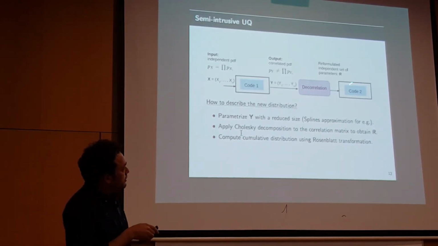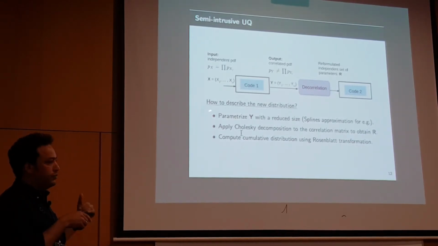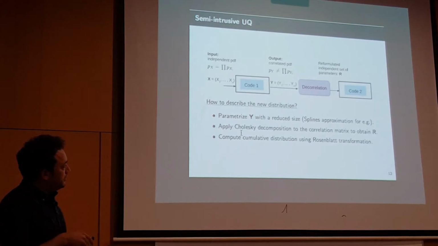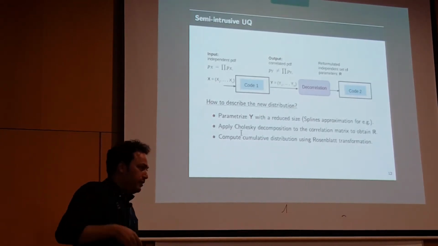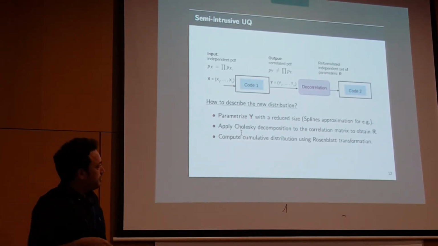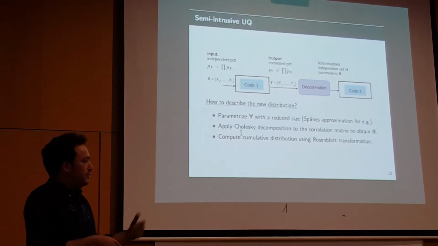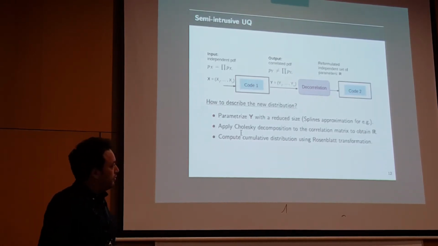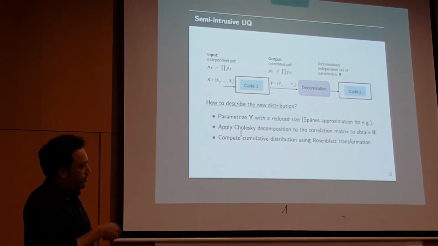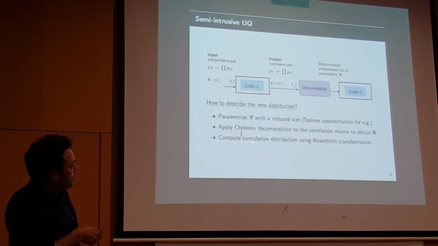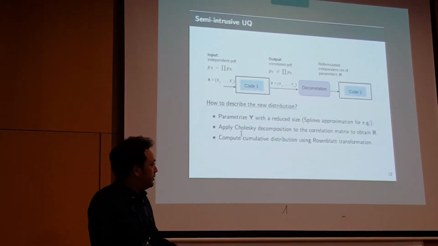distribution for the second code. So what we did, using the correlation matrix for the previous output, this correlation matrix will be decomposed into two matrices, L times L transpose, and then the new R will be computed by the inverse of L times Y. And to get the cumulative distribution, we use the Rosenblatt transformation, and ChaosPy provides this directly.